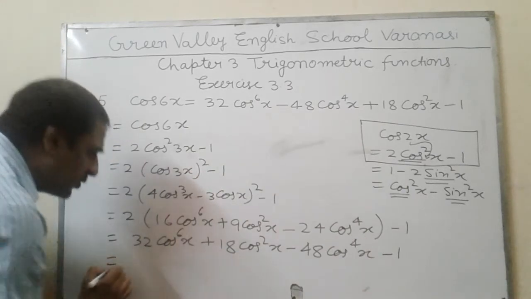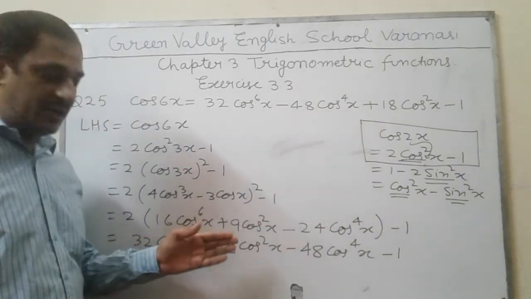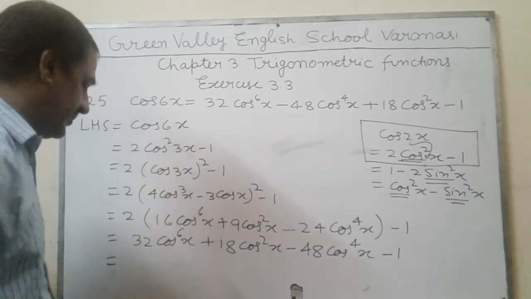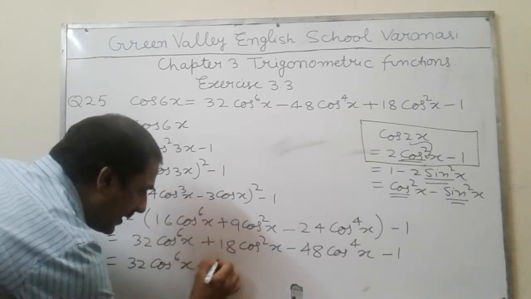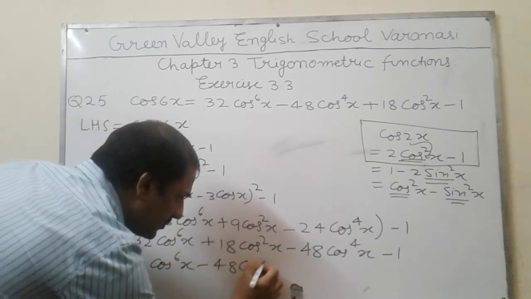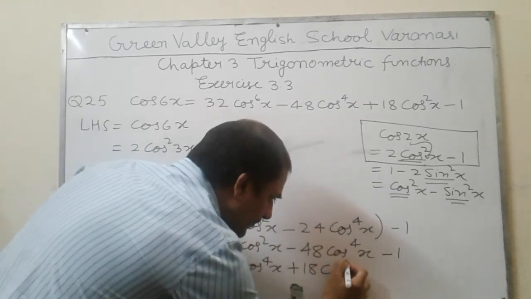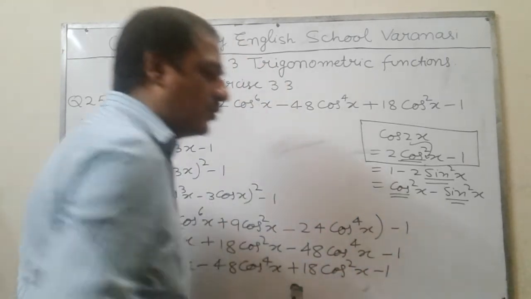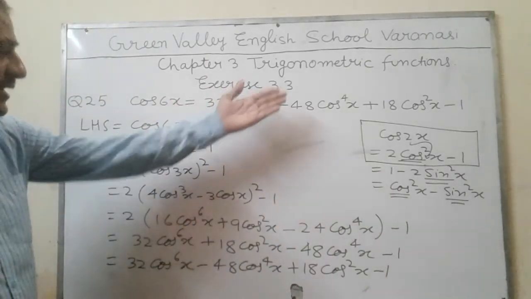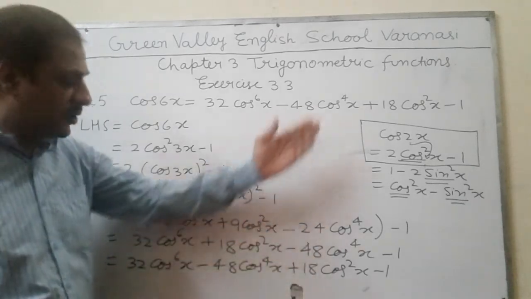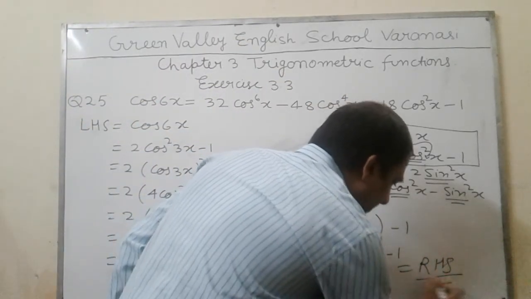Now we are going to arrange the terms in decreasing order of power. So 32 cos to the power 6x minus 48 cos to the power 4x plus 18 cos square x minus 1. This is the right hand side. So hence it is proved.